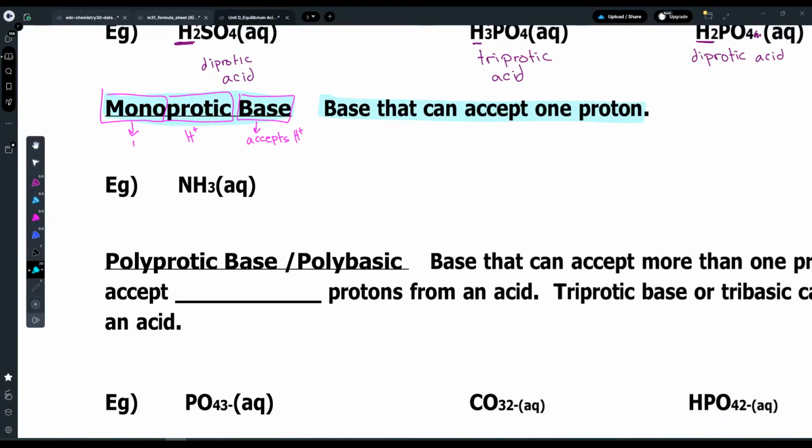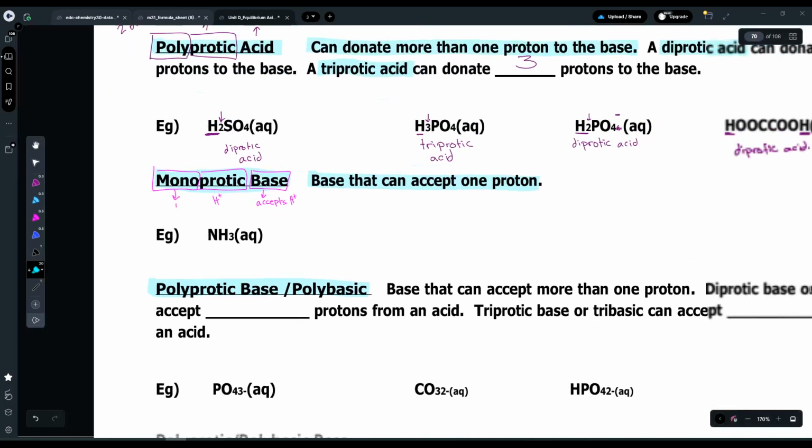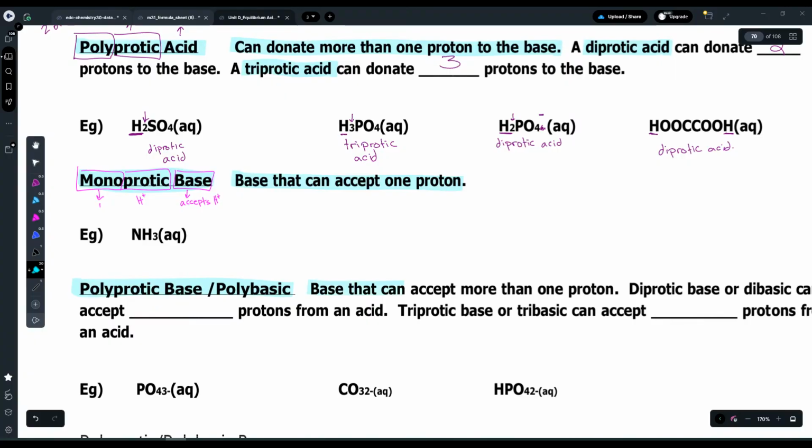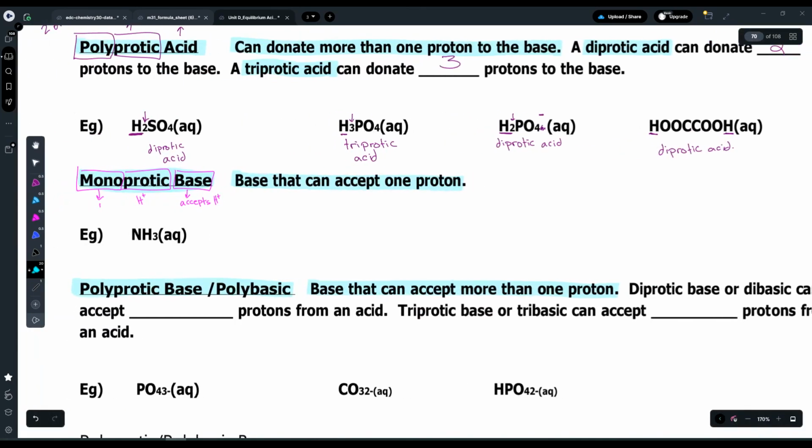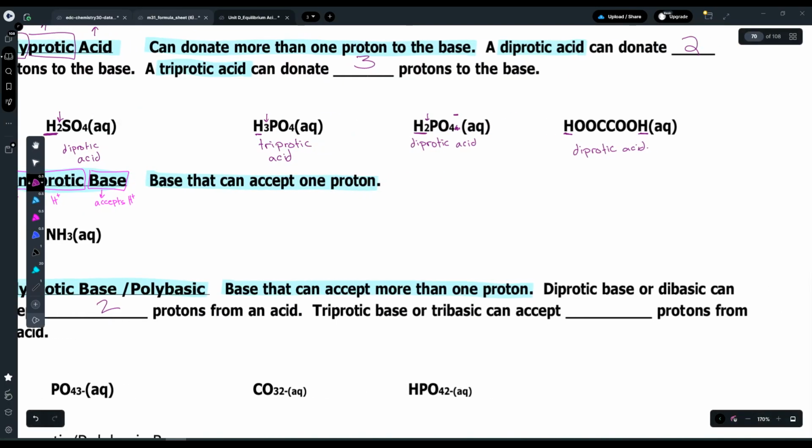Next, we've got polyprotic bases. These are bases that are going to accept two or more hydrogens. A diprotic base, or something that's dibasic, can accept two protons, and a triprotic base can accept three protons.